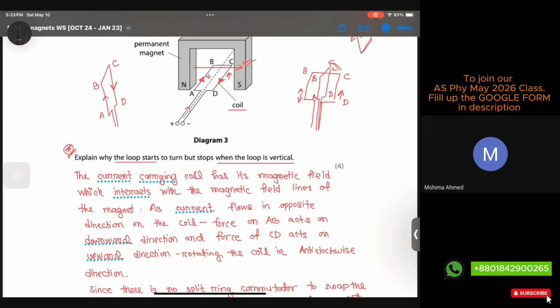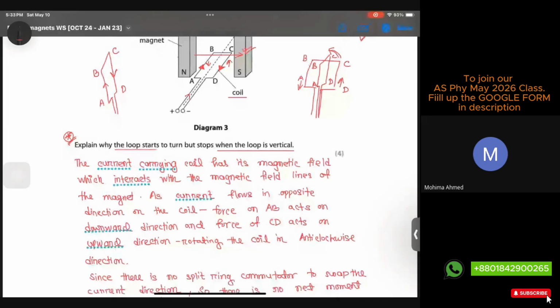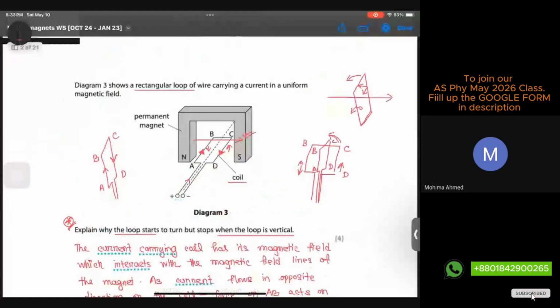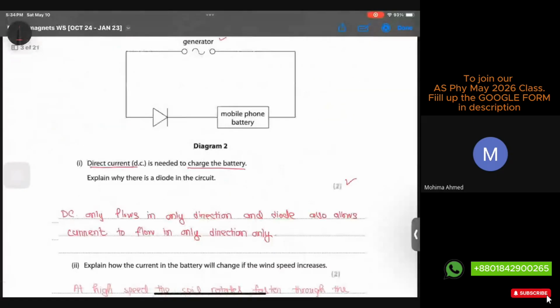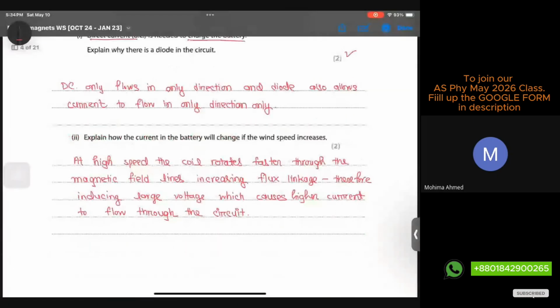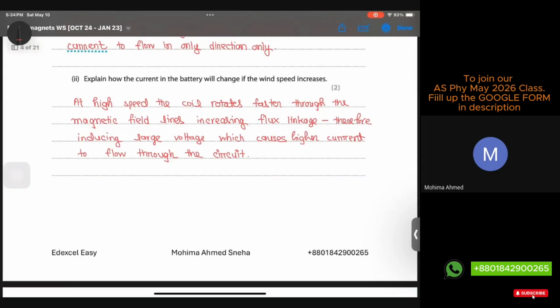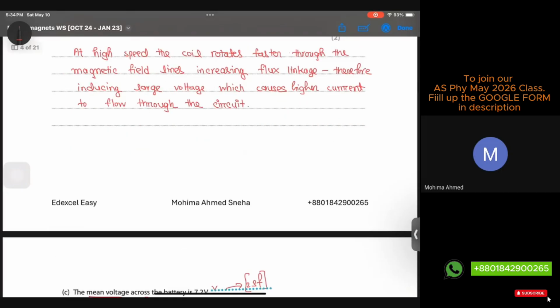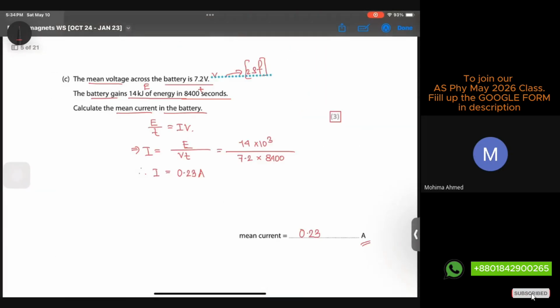But this was different. Over here, without the split ring commutator, it will only rotate 90 degrees and then again stop, right? That was a different idea. So this is not going to be a repeated concept, it's a different concept, very important. Other than this, all the questions that we have seen are not repetitive, or repetitive but not that much, and they don't contain all the marks. So I don't want you guys to memorize anything from this part.